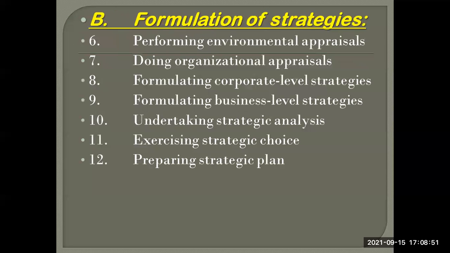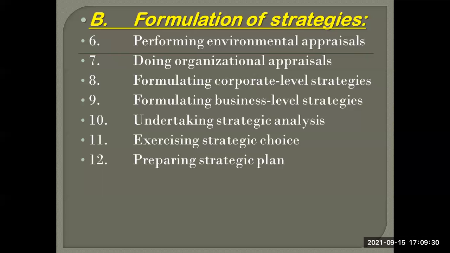In B part, in formulation of strategies, the first step is performing environmental appraisal. So strength, weakness, opportunities, threat, your suppliers, the PESTAL analysis, that part is there. Doing organizational appraisals. So after environmental appraisal, which is outside external factors, you have to focus on the internal factors, that is organizational appraisal. In an environmental appraisal, you will talk about opportunity and threats. In organizational appraisal, you talk about strength and weaknesses.